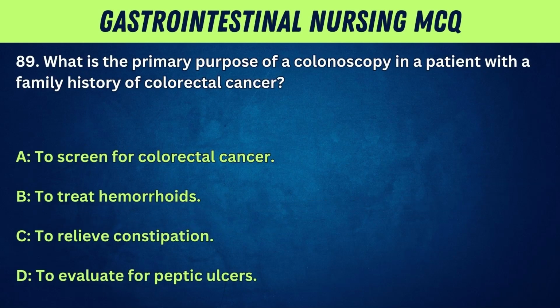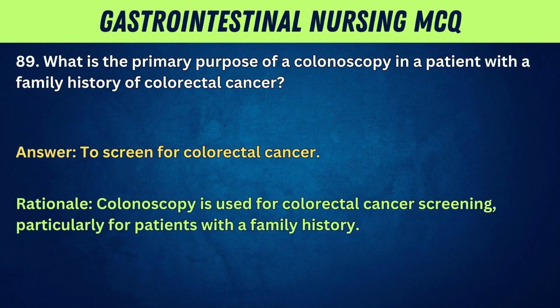89. What is the primary purpose of a colonoscopy in a patient with a family history of colorectal cancer? A. To screen for colorectal cancer. B. To treat hemorrhoids. C. To relieve constipation. D. To evaluate for peptic ulcers. Answer: To screen for colorectal cancer. Rationale: Colonoscopy is used for colorectal cancer screening, particularly for patients with a family history.